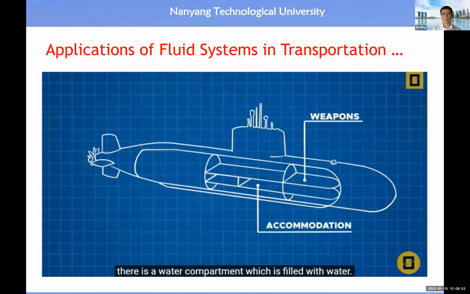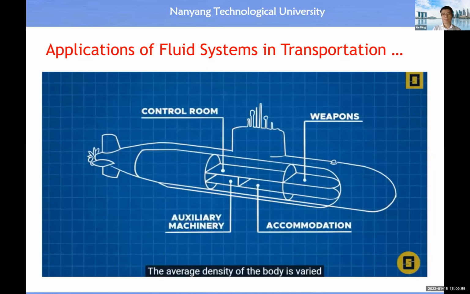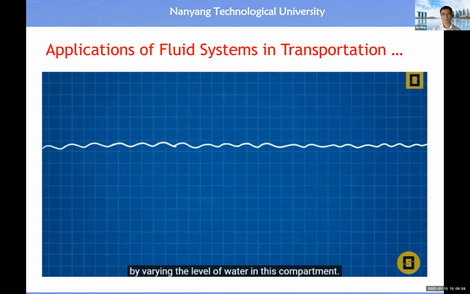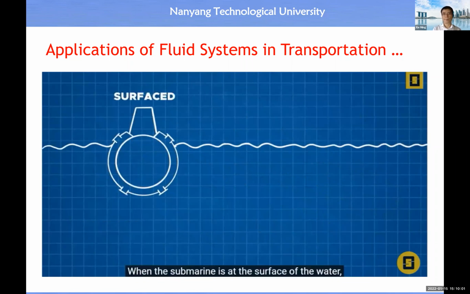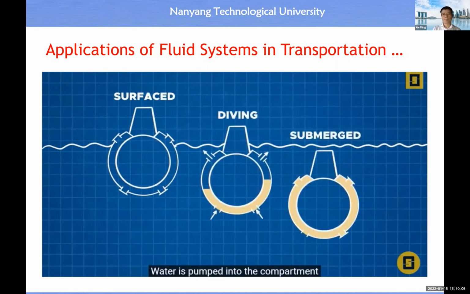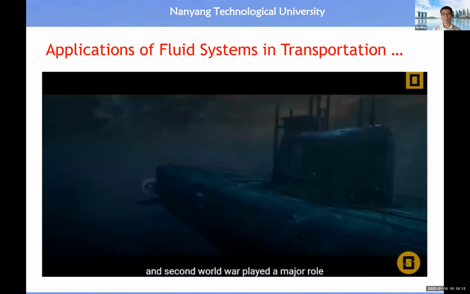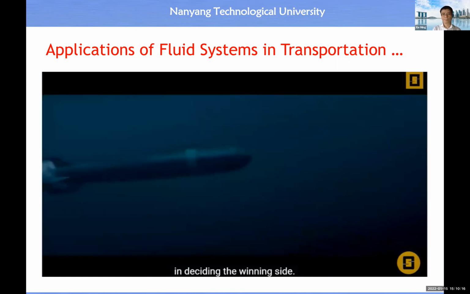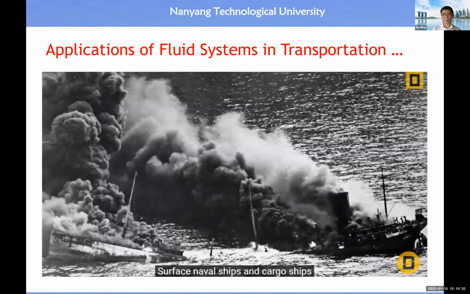The average density of the body is varied by varying the level of water in this compartment. When the submarine is at the surface of the water, the compartment is empty. Water is pumped into the compartment when the submarine has to dive deep into the water. These submarines used during the First and Second World War played a major role in deciding the winning side. Surface naval ships and cargo ships were easily attacked by these submarines, which couldn't be easily identified by the opponents.